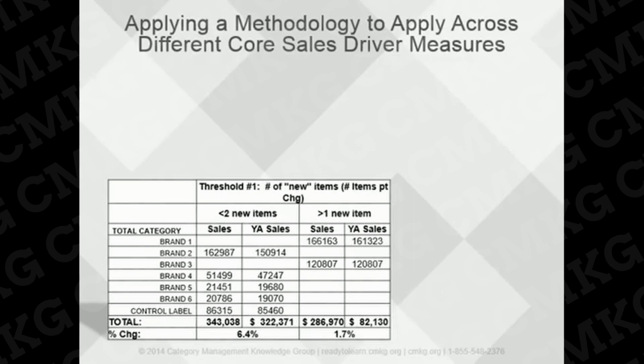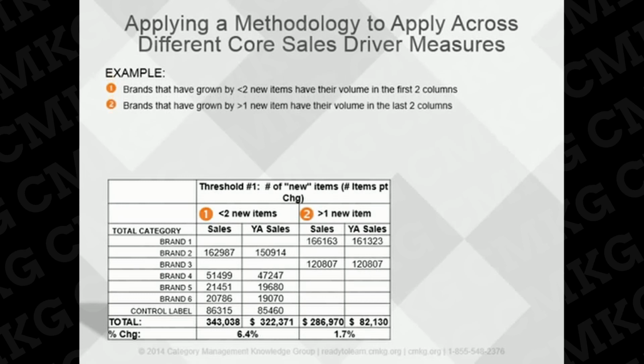Our example includes some data measures related to product availability or SKU efficiency for a specific retailer. Any brands that have grown by less than 2 new items over the time period have their volume under the first 2 columns for this year and last year's sales. Any brands that have grown by more than 1 item over the time period have their volume under the last 2 columns.